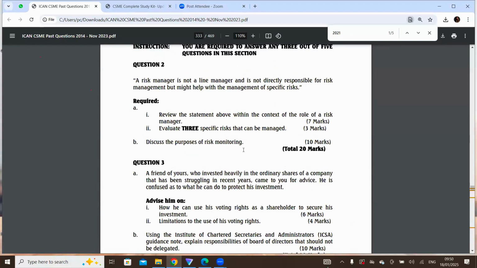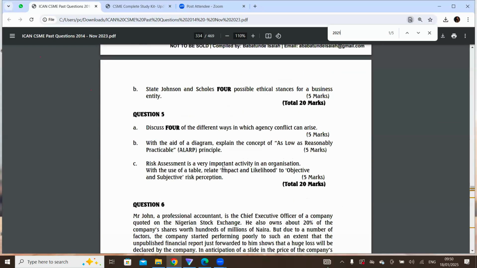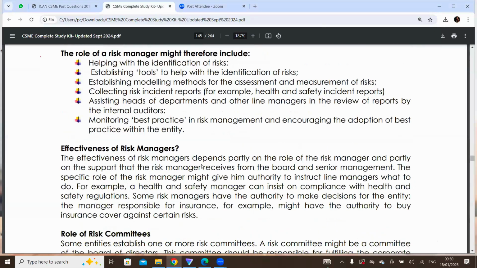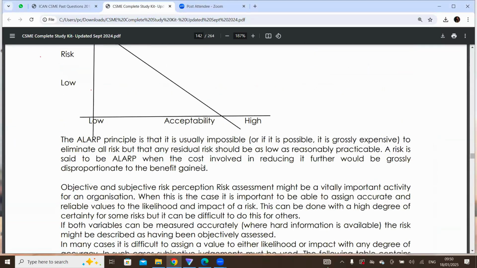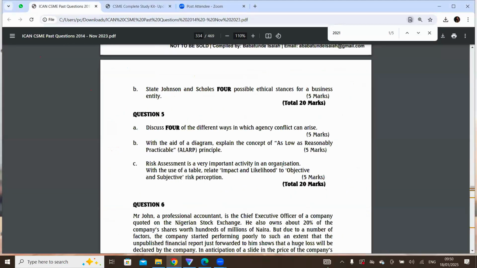This one is risk manager, purpose of risk monitoring. That is in our next chapter. We have not done that yet. Question 5: we've also not done this one. As low as reasonably practicable, and impact and likelihood of objective and subjective risks. Or somebody will look at me and say, oh, is it everything that we have not done? Let me show you. It's in a while. We'll do it next week. So this is it. Can you see it? As low as reasonably practicable. Do that next week. So let's move to May 2021, question 5.